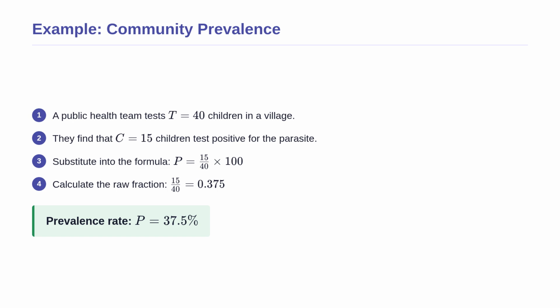We plug our values into the formula, dividing the 15 positive cases by the 40 total children tested. This gives us a raw decimal fraction of 0.375. Multiplying by 100, we get our final answer, a prevalence rate of 37.5%. This is an alarmingly high rate for a single community, highlighting a severe breakdown in sanitation.